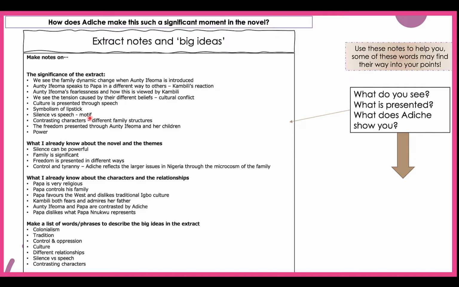So what you should be doing as well is looking out for constants that you get throughout the novel anyway, looking out for anything that you are familiar with and seeing how it's being presented in this particular extract and why it's presented in that way.